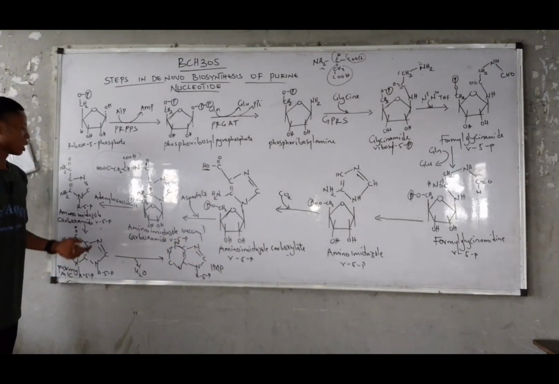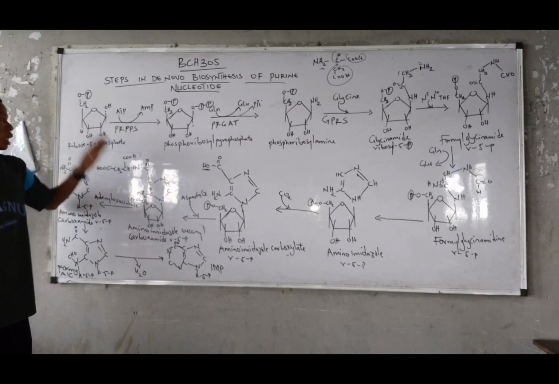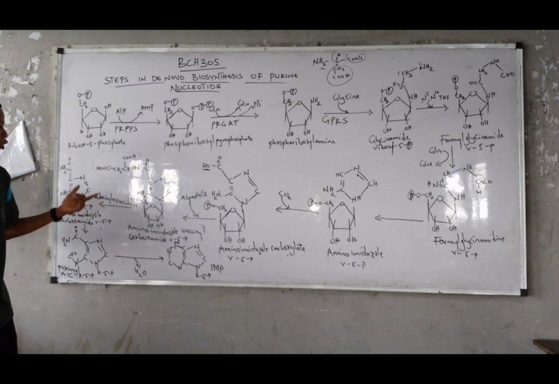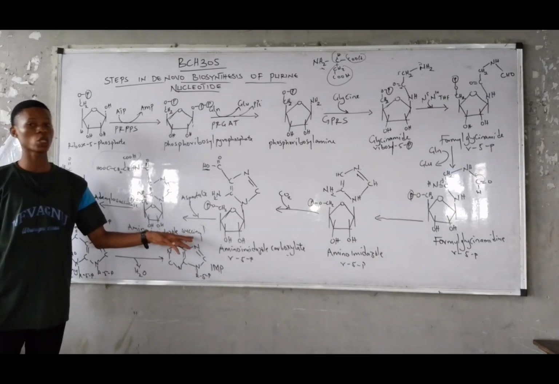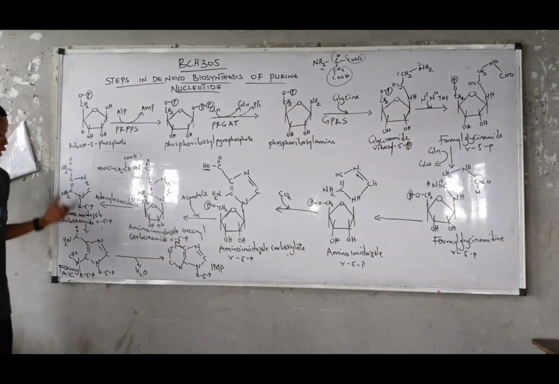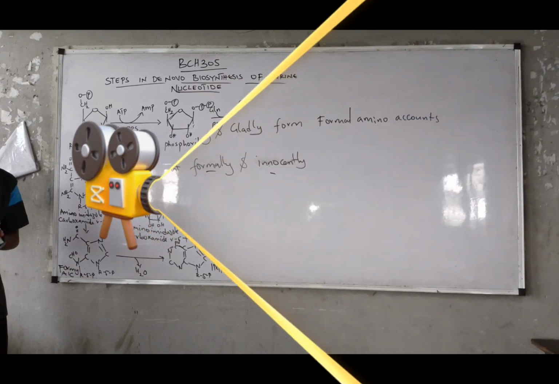After that, the whole of this part we don't need will be removed and will form amino imidazole carboxamide ribosylate 5-phosphate. So we've removed this succinine. Now the next thing is formyl group will come in, 1 carbon unit, to form formyl amino imidazole carboxamide ribosylate 5-phosphate. The ring closes to form inosine monophosphate. Good.